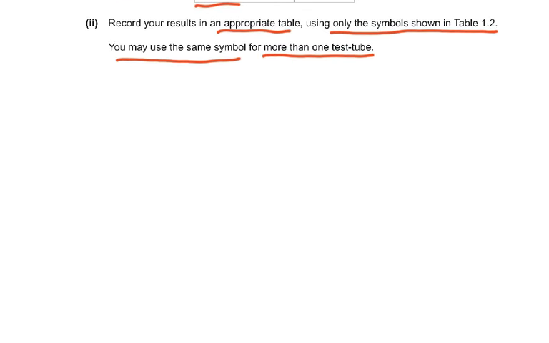Now here comes the most important thing. You record your results in an appropriate table, and this is for 5 marks. So these 5 marks are very important because you can get full marks here, but only if you are very careful in drawing the table. Now, I will just give you the main points of the table.